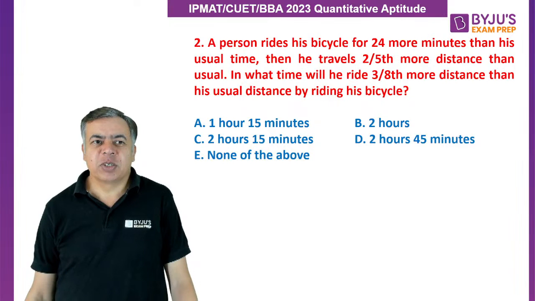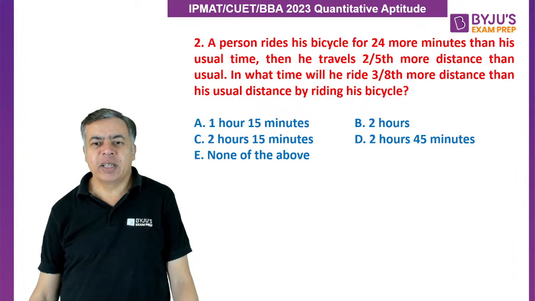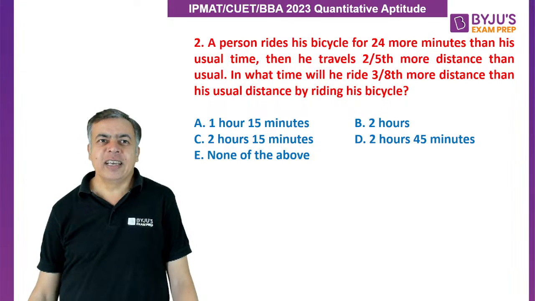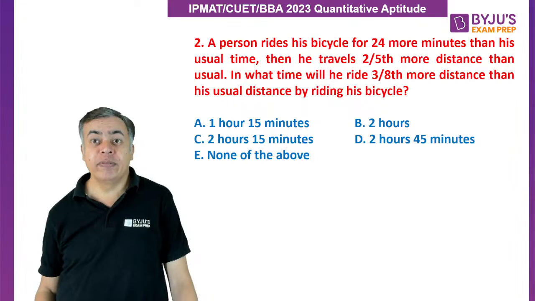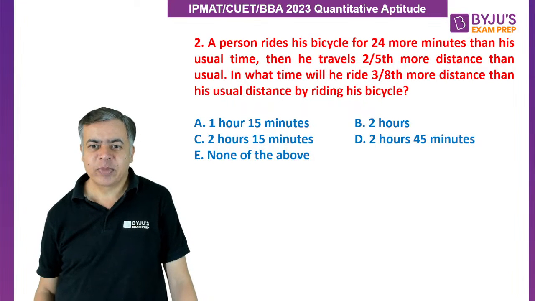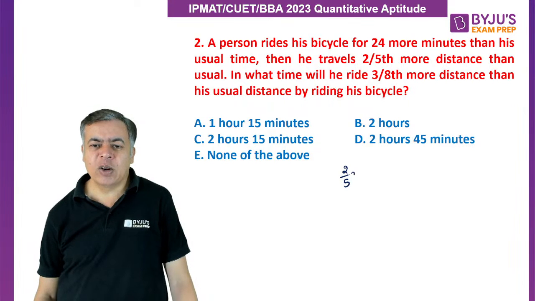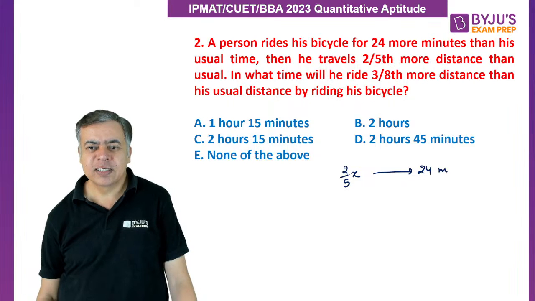Okay, let's see this question. A person rides his bicycle for 24 more minutes than the usual time. Then he traveled 2/5 more distance than the usual. He is simply saying if we ride 24 minutes extra, 2/5 distance extra will be covered. That means 2/5 of the original distance is covered in 24 minutes.